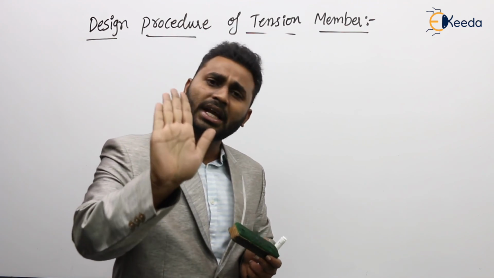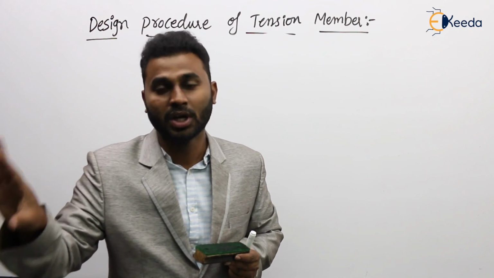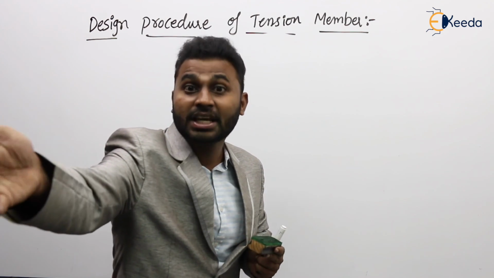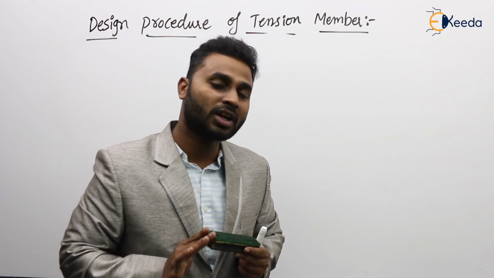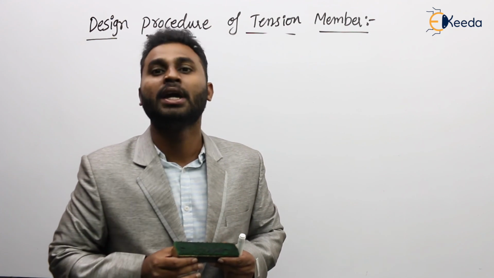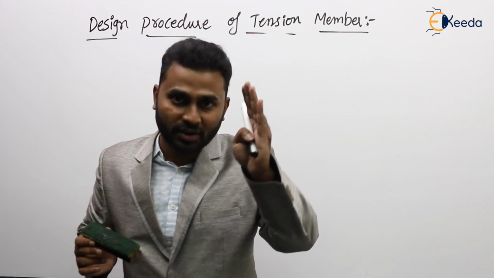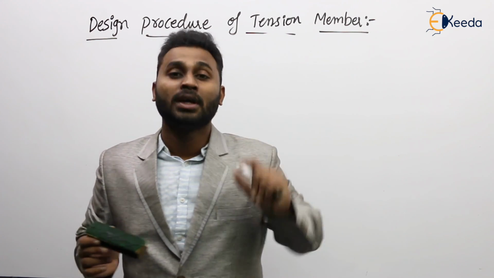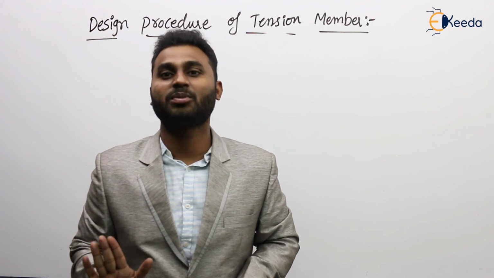Simply select a trial section so that the trial section will have some gross area, which is mentioned in the steel table. That gross area which we provide should be greater than or equal to the gross area we have calculated as required. That is the design procedure. After that we have to check for slenderness ratio. There are some provisions given in the IS 800 code book. Whatever section we have selected should meet those slenderness ratio criteria, or else we have to redesign it. So this is the design procedure of a tension member.